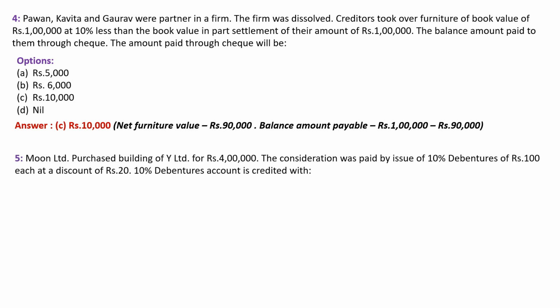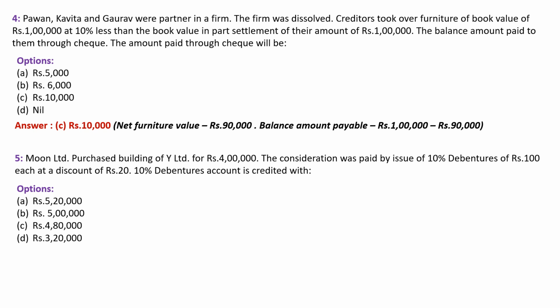Question number 5. More Limited purchased building of Y Limited for rupees 4 lakh. The consideration was paid by issue of 10% debentures of rupees 100 each at a discount of rupees 20. 10% debenture account is credited with. That means the question is on the accounting entry. What amount will be credited when you are crediting debenture account? Option A 5 lakh 20,000, B 5 lakh, C 4 lakh 80,000 and D 3 lakh 20,000.